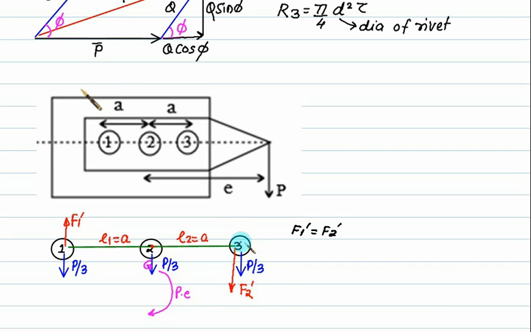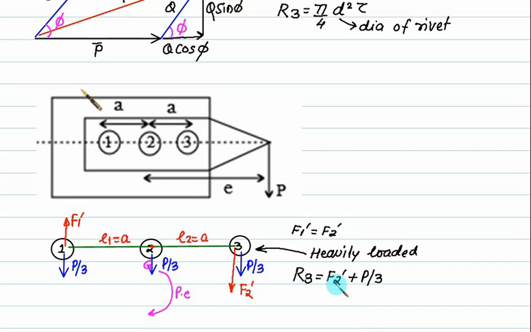the law of parallelogram of forces, which rivet is heavily loaded, and which is least loaded? Because this and this are acting in opposite directions. So is this rivet heavily loaded? So the design is based on rivet number 3.